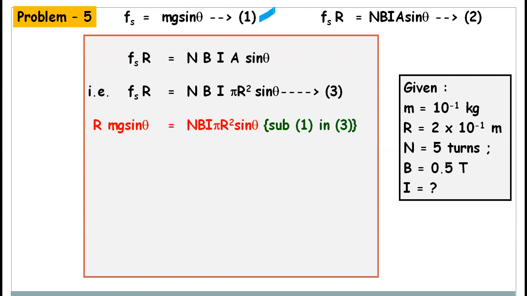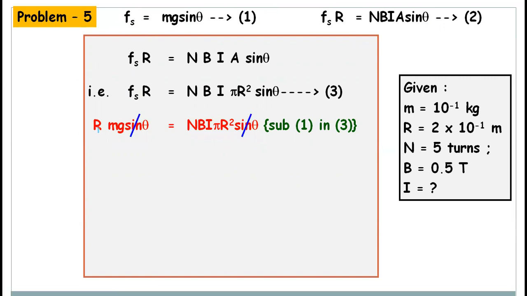From 1, we know frictional force is given by mg sin theta. Frictional force should be equal to mg sin theta, in fact. So if I substitute this 1 in 3, instead of F, the friction, keep R as such, and instead of F, let me substitute mg sin theta. So I end up with R mg sin theta equals NBI pi R square sin theta. So sin theta cancels off.